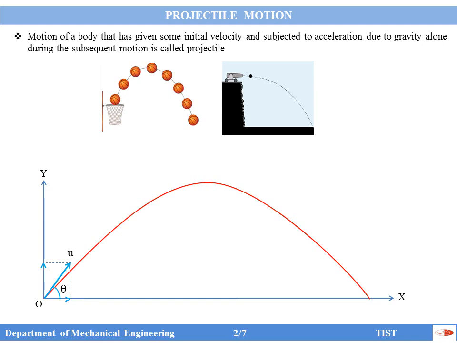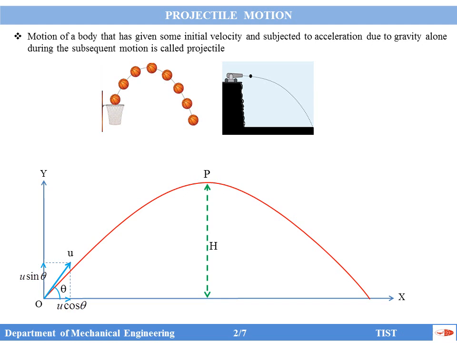Now this u has two components. Remember, u is only the initial velocity. So what will be the x component? u cos theta, and the y component will be u sin theta, right? Now the projectile reaches a peak point. It is represented by P in that curve, and the distance from the horizontal point or the x-axis to the peak point is called the height of projectile. This h is the maximum y distance of the projectile motion, right?